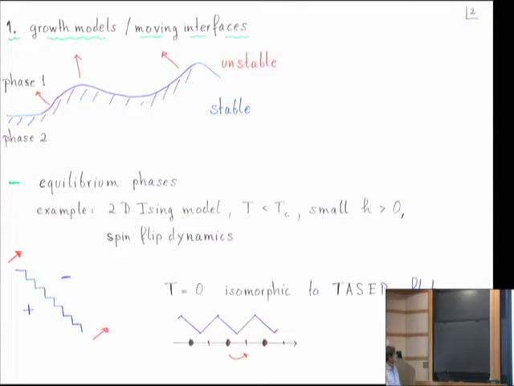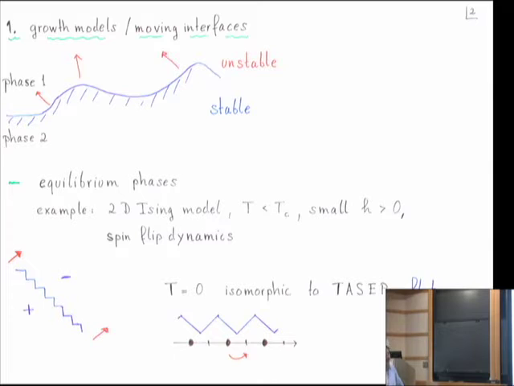So these are growth models, moving interfaces, and the idea is that you have two phases in contact. One of them is stable, and the other one is unstable. Maybe you should even call it metastable. The point is that you want each phase separately to have fast relaxation, and secondly, you want that in the unstable or metastable phase, the bulk nucleation time is very long compared to the time scale which governs the motion of the interface.